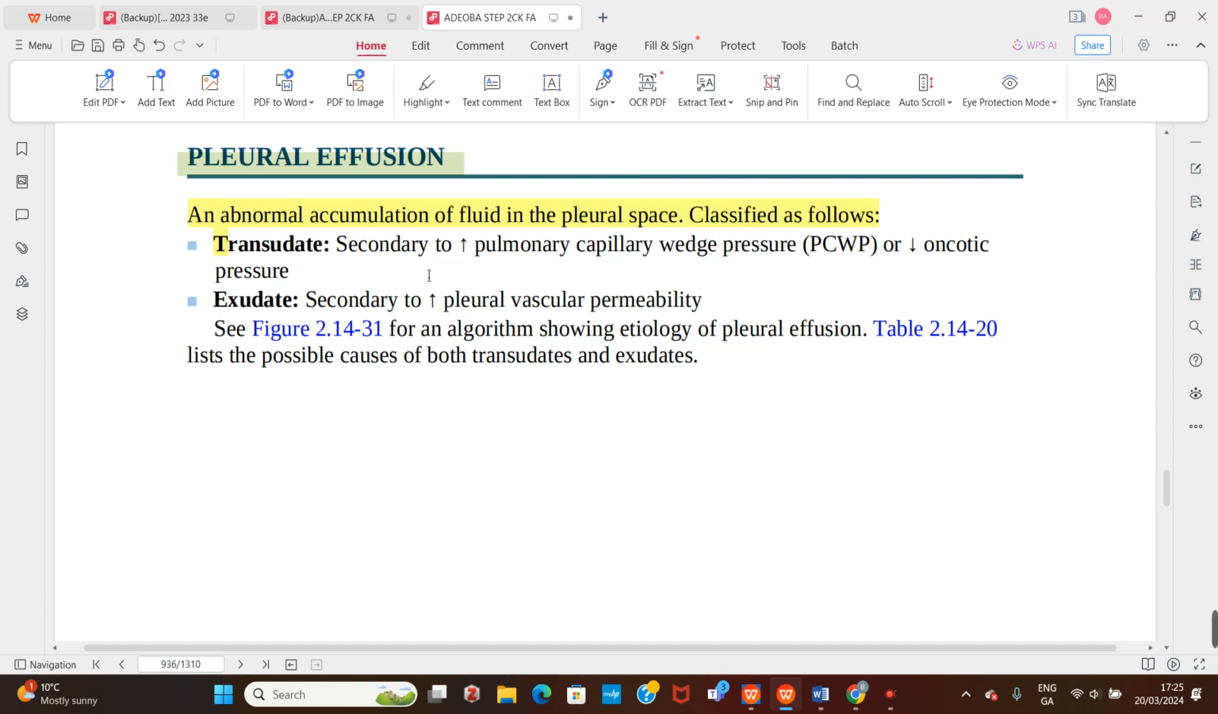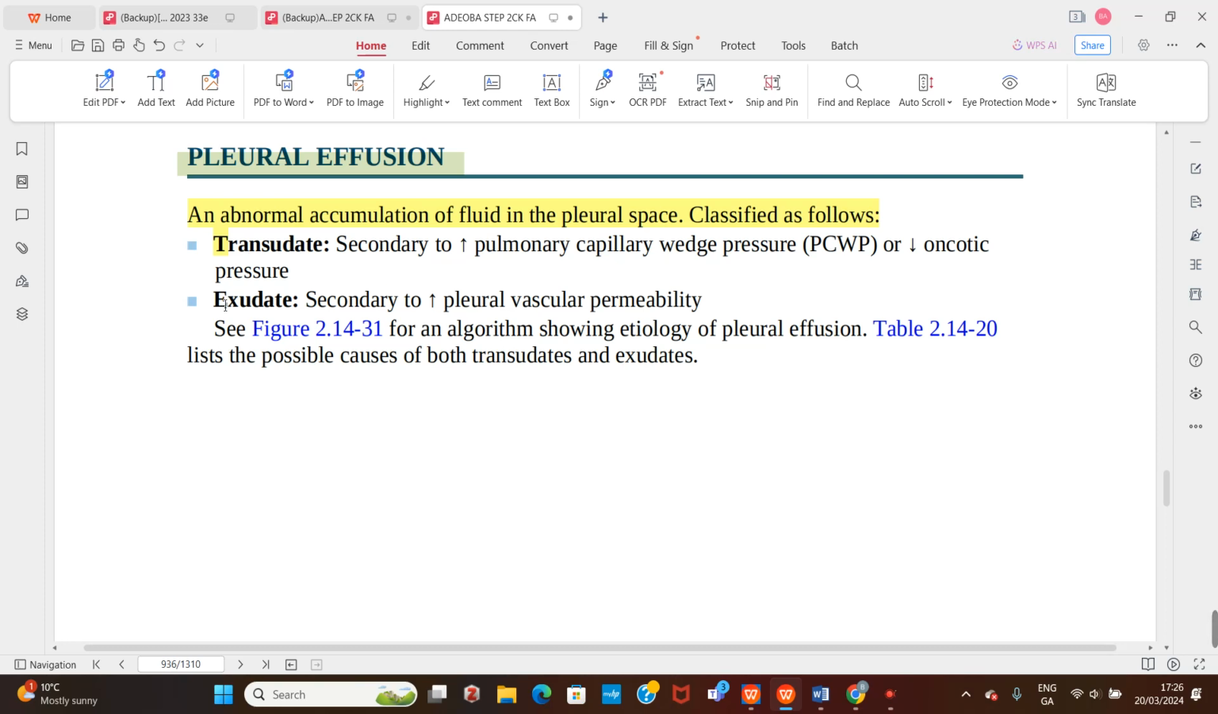So the hydrostatic pressure is the pulmonary capillary wedge pressure. So either you have an increase in the hydrostatic pressure or a decrease in the oncotic pressure, because your hydrostatic pressure is trying to keep fluid out of the vessel, while your oncotic pressure is trying to keep fluid within the vessel. So it means that if you have more hydrostatic, you are going to have more fluid shift. If you have less oncotic, you are going to have more fluid movement. So it's just pressure imbalance that's causing transudative.